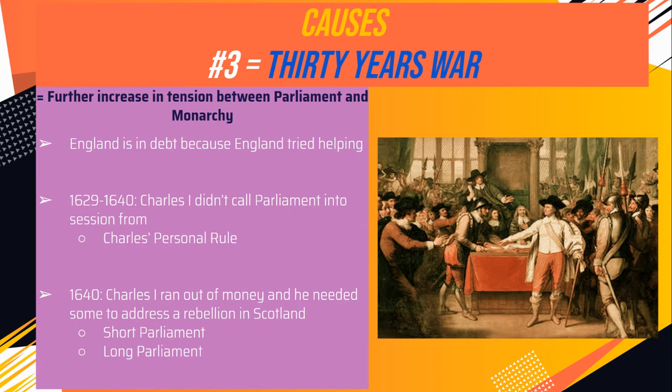They didn't do what the king wanted them to do. So again, King Charles I is like, all right, I'm dismissing you again. And then King Charles I is going to call for new elections because he wants a new parliament that's going to listen to him more. This is nicknamed Long Parliament.